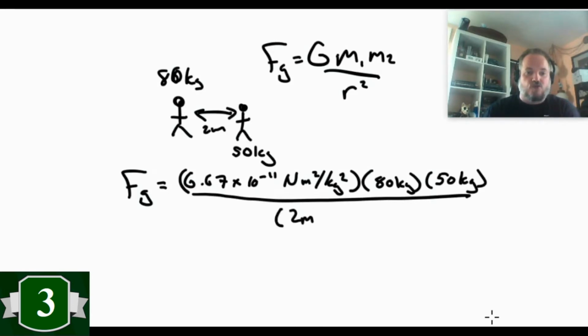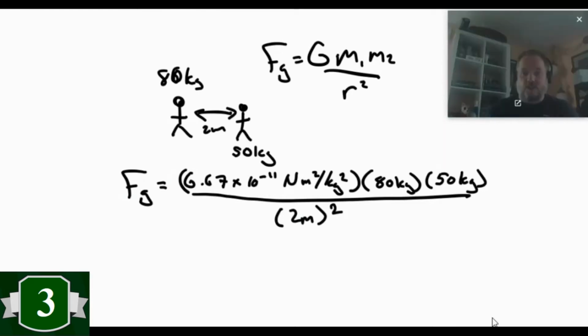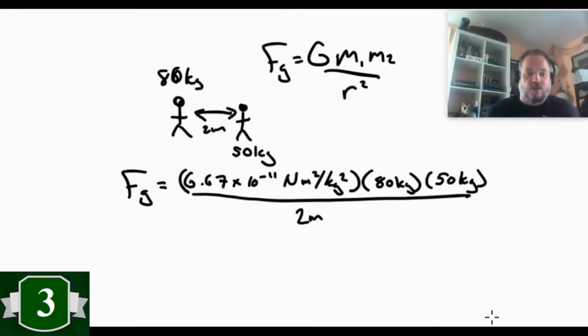I strongly suggest putting that in parentheses because otherwise it's way too easy to forget this square. If I was to rewrite this the bad way and just say 2 meters squared, it's way too easy to gloss over this and not realize that that's not a unit of meters squared. That is 2 meters quantity squared.